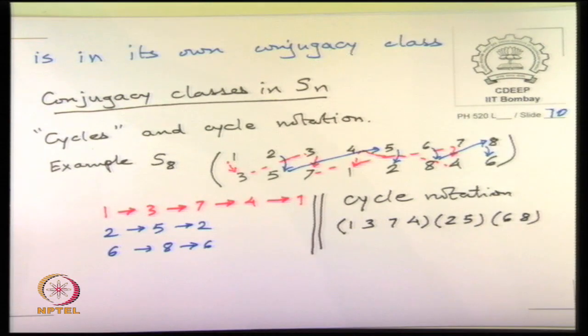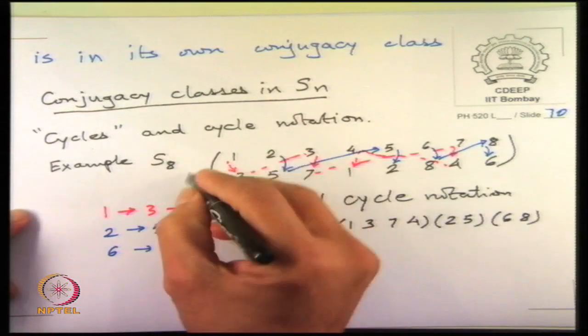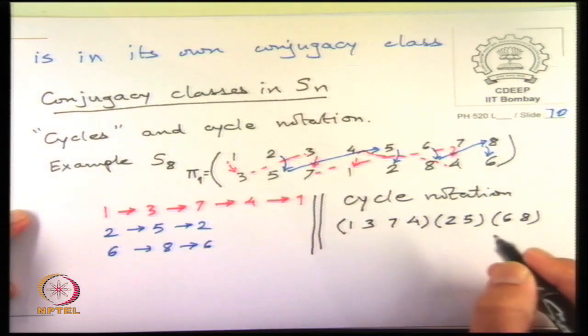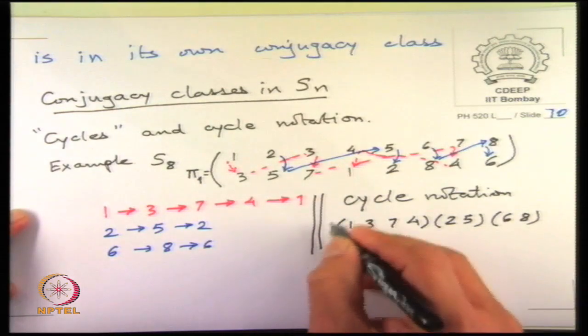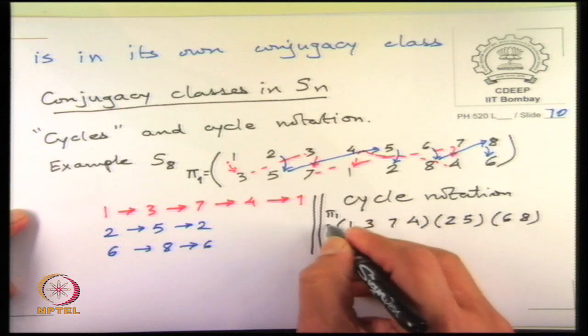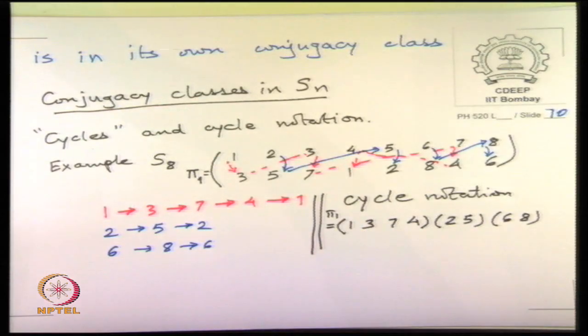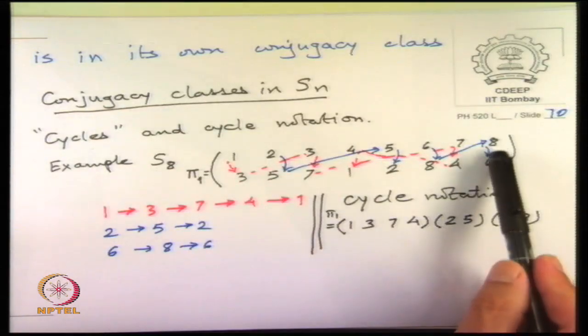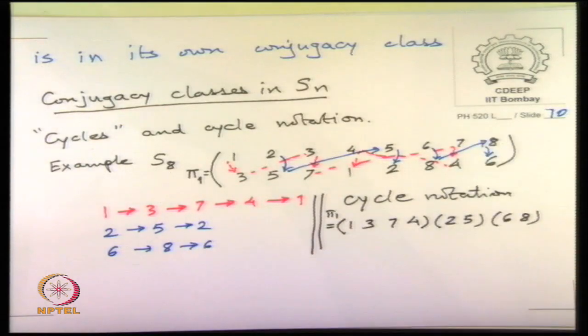This is what we write. So the same element, let us call this pi 1. Of course, the standard way of writing is this long way, but we can also write it out simply by its cycle structure. It is the element that is going to send 1 into 3, 3 into 7, okay.